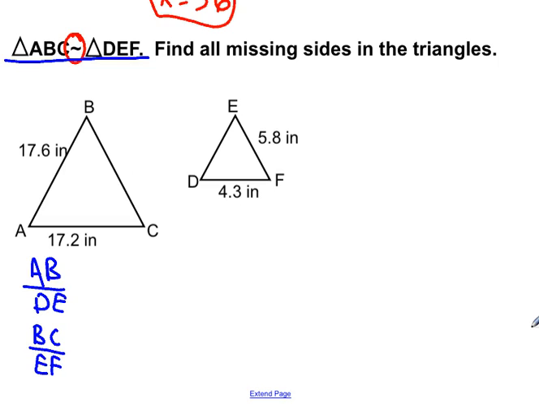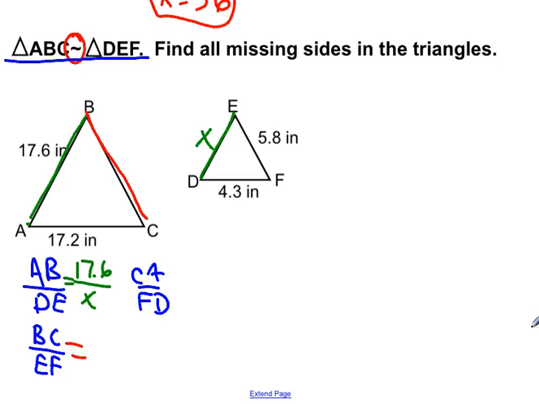Don't forget to set up your ratio of the last to the first. CA is going to equal FD. So let's just start to write out some of these ratios. A, B, that's 17.6 to DE. We don't know what DE is at this moment, let's just call it X. So that ratio is 17.6 to X. Now we go to BC and EF. BC, we don't know. Let's call it a different variable than X, because those sides shouldn't be the same length. Let's call it Y. It corresponds to EF. EF is 5.8. Now we'll do CA to FD.